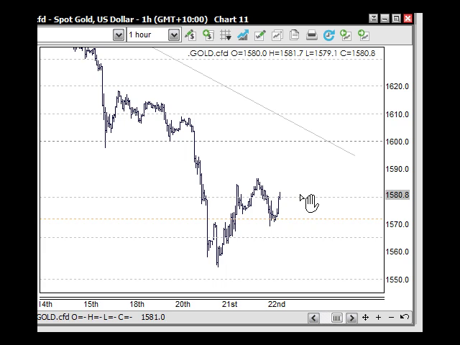If this gets onto support, moves up through here, comes back and tests it, and then starts to move off again, then we can be pretty much assured at that time that we're going to be looking at higher ground as a retest of the 1600. So as I said in the beginning, if the group 2 here becomes the support, then you need to reduce positions here.